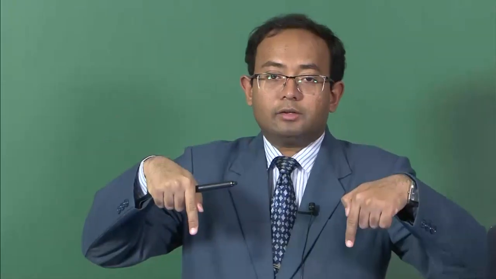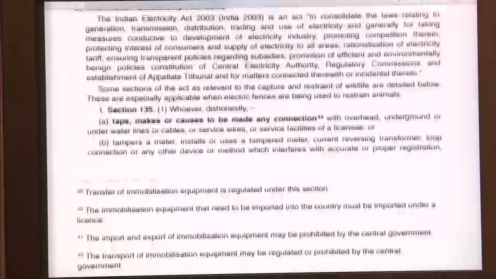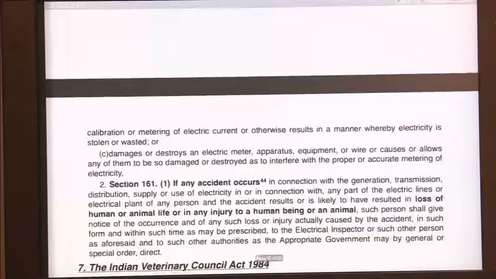Similarly, electricity is also being used to hunt fish. People would just put up electric wires into the pond and then pass a high voltage of current through it. All of these activities are regulated and in a number of cases even banned under the Indian Electricity Act 2003. Section 135 talks about tapping or making, or causing to be made, any connection with overhead, underground or underwater lines or cables. So, this is all prohibited.